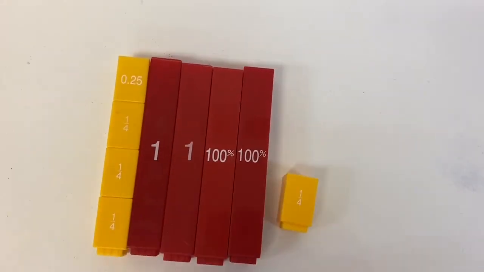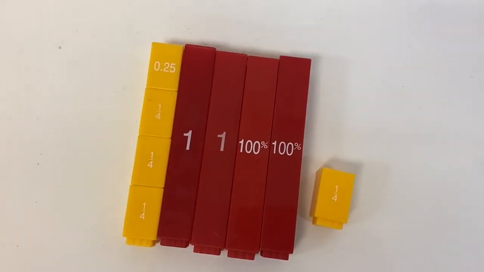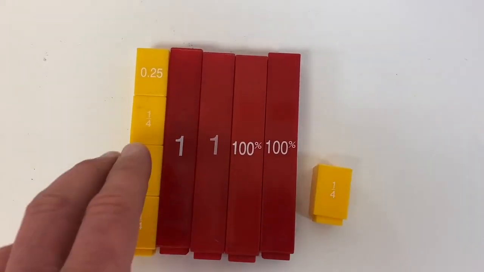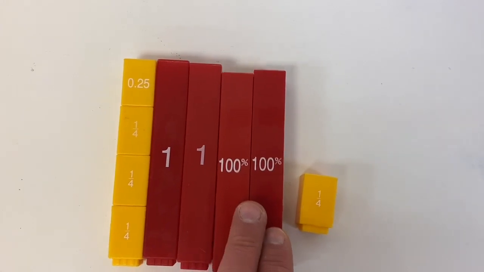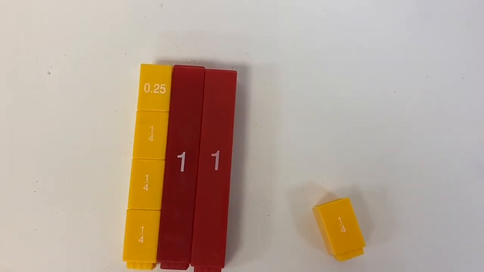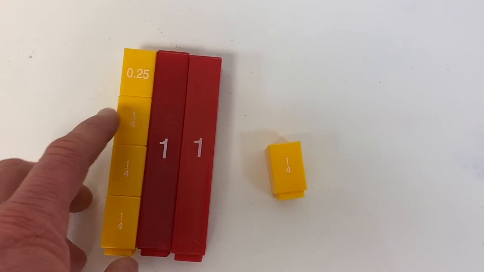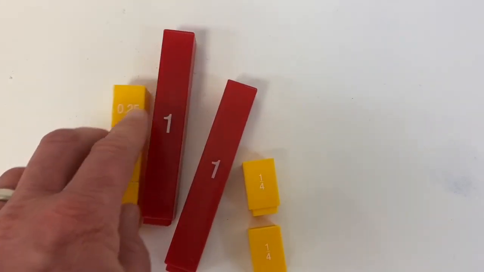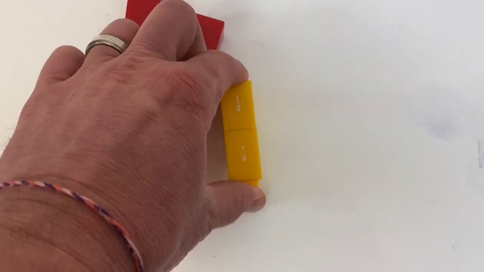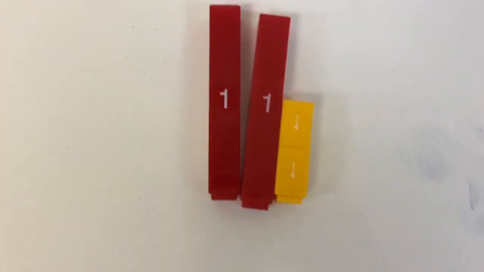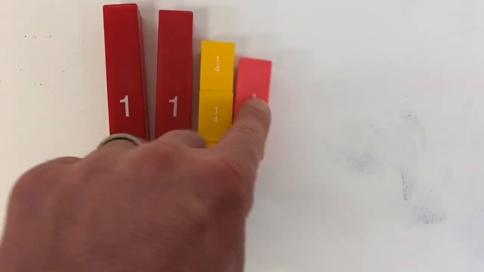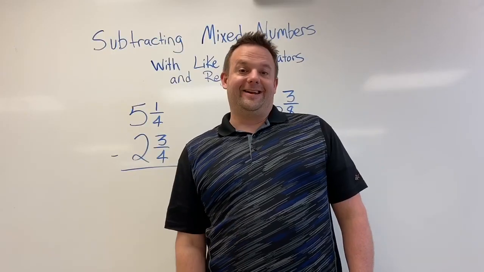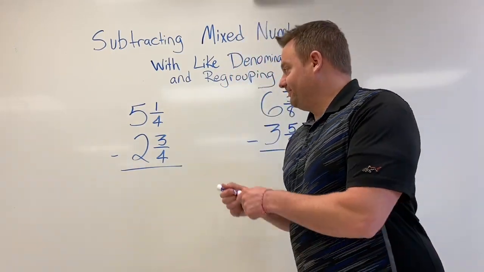Now we still have 5 1/4, and now we can take away 2 3/4. So here's how we do that. Let's take away 2, so we'll take away the 200%. And now we have to take away 3/4. So 3/4 is right there. And we're left with 2 2/4. Now 2 2/4 equals 2 1/2.